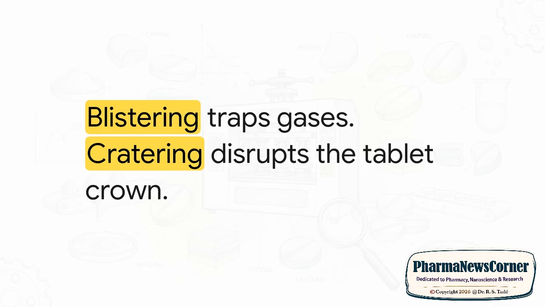Cratering, on the other hand, is a moisture issue. It happens when the coating solution literally penetrates the tablet surface, especially at the more porous crown. That excess moisture causes a localized disintegration of the core. To fix blistering, you've got to use mild drying conditions. To fix cratering, you have to optimize drying to prevent that moisture disruption and increase the viscosity of your coating solution so it doesn't soak in so quickly.